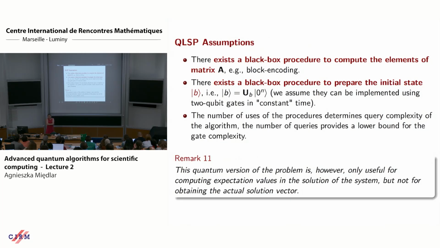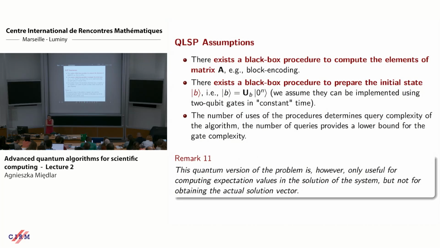What are the assumptions of solving the quantum linear system problem? You assume that there exists a black box procedure to compute the elements of the matrix A. It can be block encoding, and it can be other ways of accessing your information, as we saw how to encode the sparse matrix. But you have to be able to access the elements of your input data, obviously. And there is also a black box procedure to prepare the initial state. So the same problems which we discussed yesterday: you have to be able to input your data. You need a state preparation procedure, and you need some kind of block encoding or equivalent way of representing the matrix.